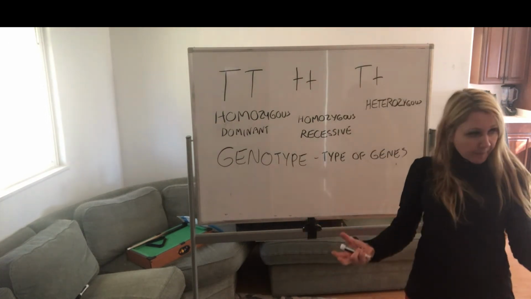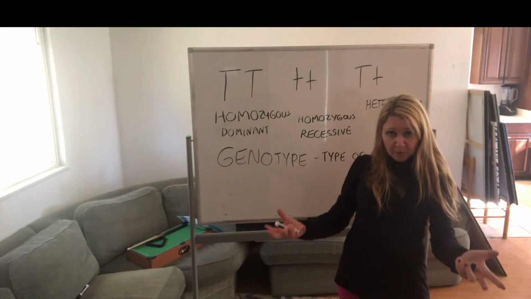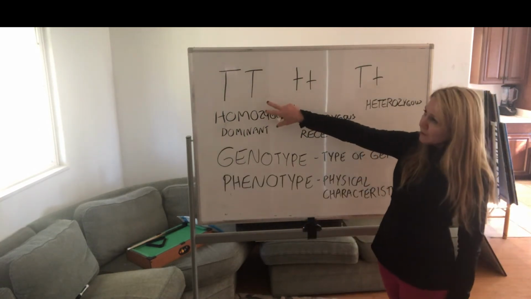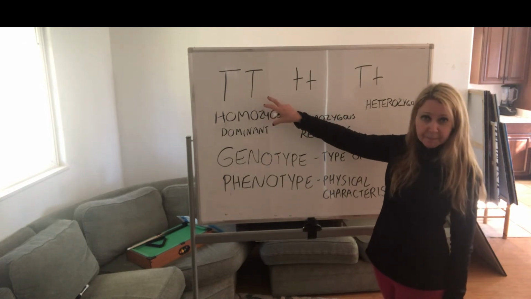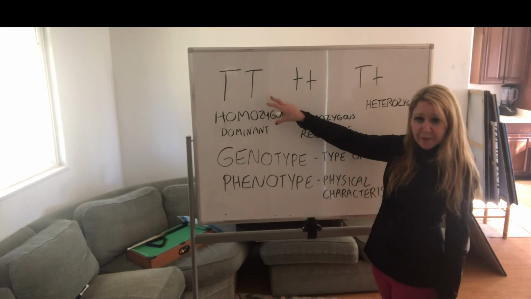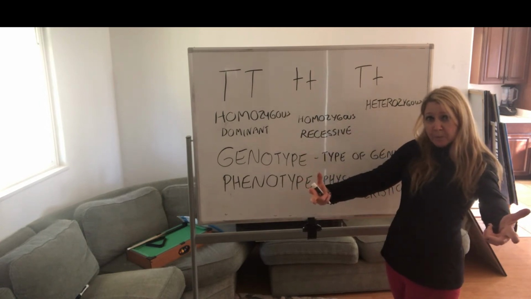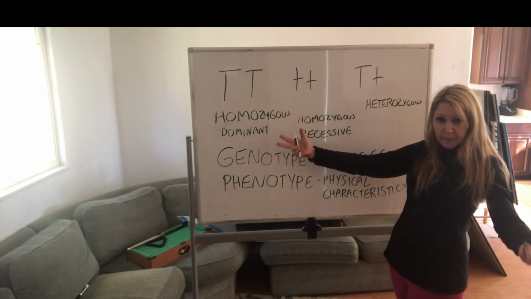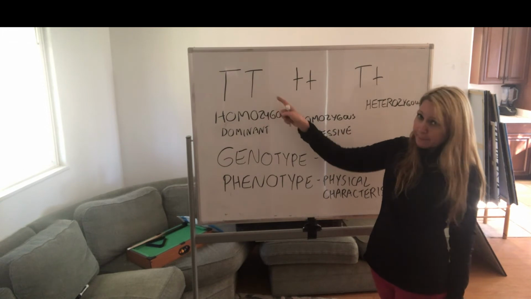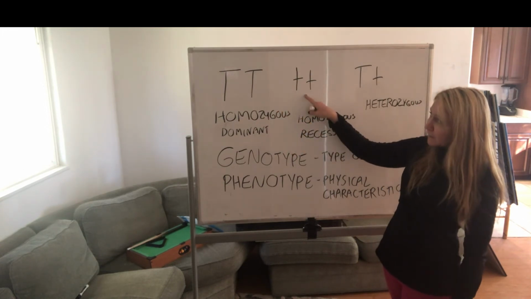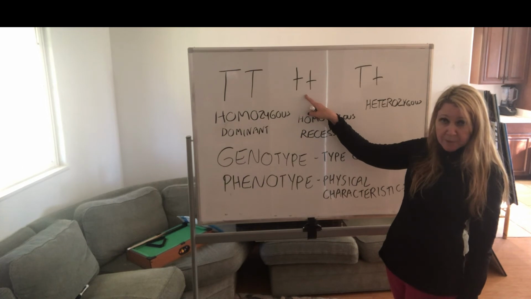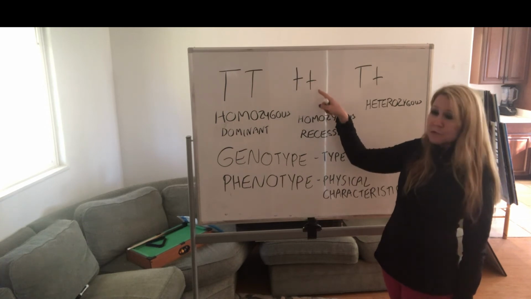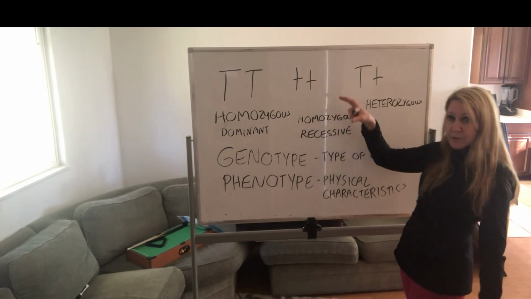Phenotype. Phenotype is the physical characteristic, so what it looks like. So for example, if I want to know the genotype of this, it's big T, big T. It's homozygous dominant. If I want to know the phenotype, I want to know what it looks like. In this case, this is a plant, it would be a tall plant, because big T stands for tall, and it has 2 tall genes. Over here, the genotype is little t, little t, homozygous recessive, and the phenotype is short. So this plant looks short.